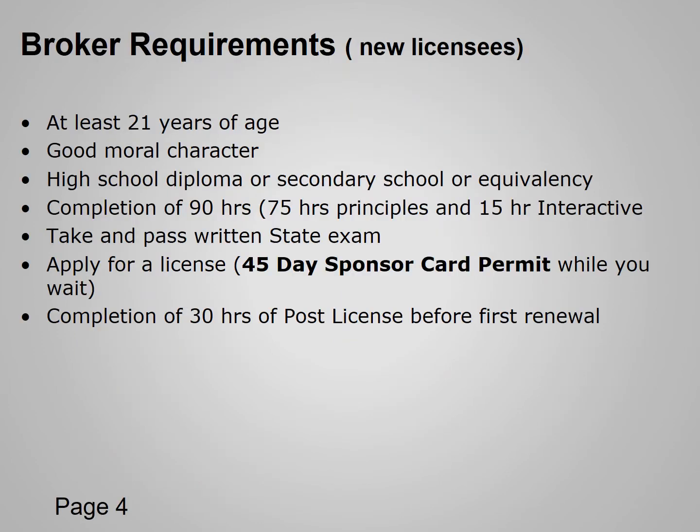The new broker requirement, what is it now? If you had to start all over again, which you don't want to do, you'd have to be 21 years of age, good moral character, high school diploma, completion of 90 hours, and that 90-hour course that you take now is broken up into two pieces. It's a 75-hour principles course and a 15-hour interactive class. Then you have to take and pass your written broker's exam. You apply for your license after you've done that. You get your 45-day sponsor card permit.